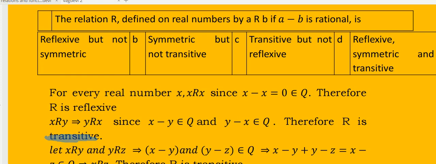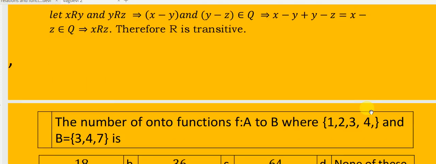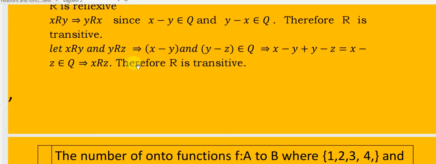Next, let us see whether it is transitive or not. Let x be related to y and y related to z, which implies x minus y and y minus z belong to Q. If x is related to y, x minus y is rational. Y related to z means y minus z is rational. Let us take the sum of these two numbers. Y is eliminated: x minus y plus y minus z is equal to x minus z. Clearly this belongs to Q.